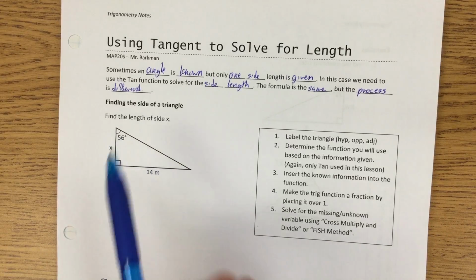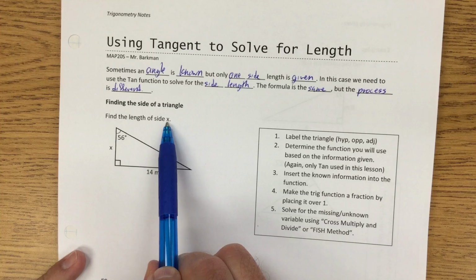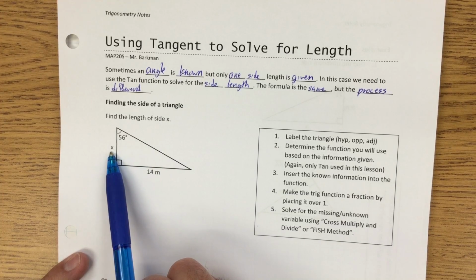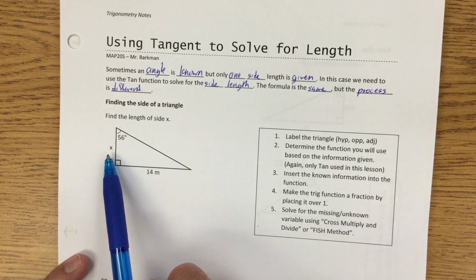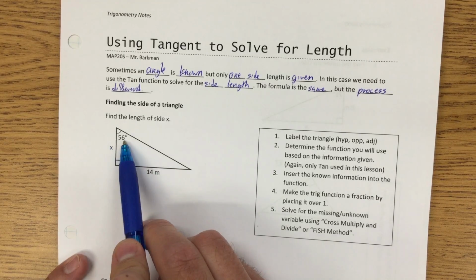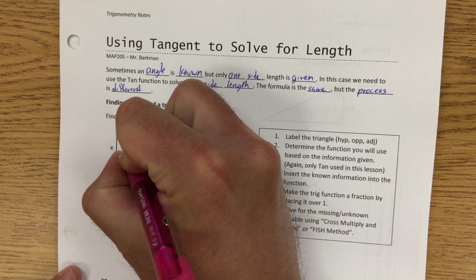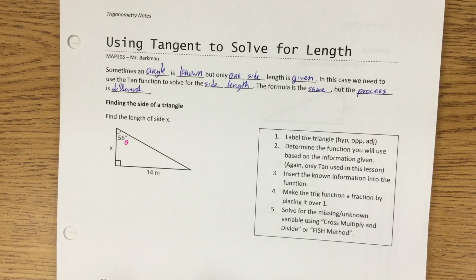So let's do an example here, and let's find the side length of side x. That's right here. This is our missing side, the piece that we want to try to solve for. Now you'll notice here we're given this side length, and we're also given the angle, and we can consider that angle to be theta.